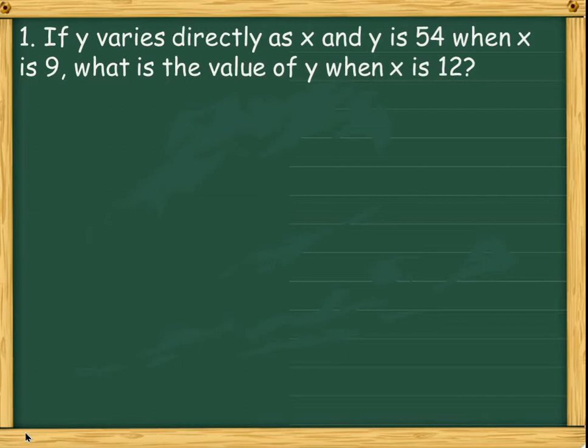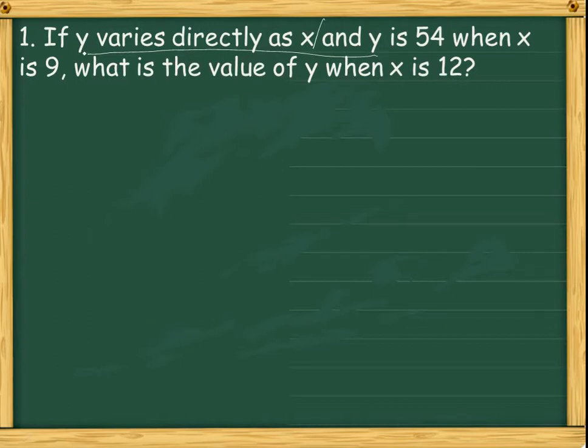Let's have item 1. If y varies directly as x and y is 54 when x is 9, what is the value of y when x is 12? So first step is to translate y varies directly as x into an equation.